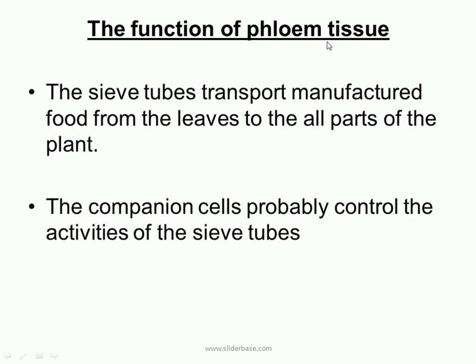Now what are the functions of phloem tissue? The main function of phloem tissue is to transport the manufactured food from the leaves to all parts of the plant body. The companion cell is associated with the sieve tube element and controls the activity of the sieve tube, the phloem parenchyma also stores the food material, and the phloem fiber provides the mechanical strength inside the phloem.